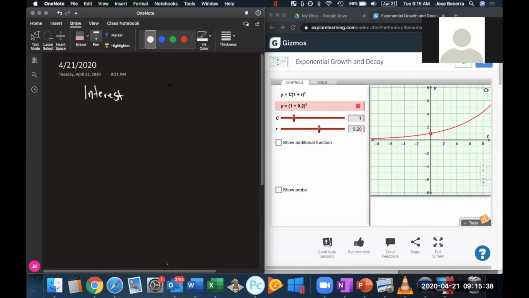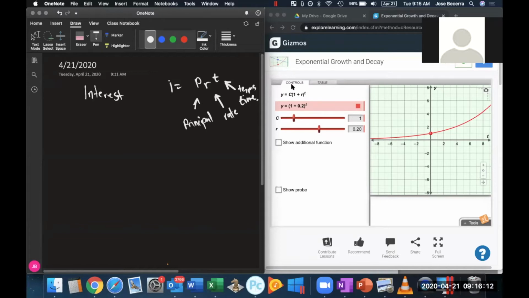And yes, Aoife, you were right. You said I equals PRT, which is basically what we have here. P stands for principal amount. R stands for your rate. And T stands for terms, or sometimes people say that it stands for time. Either one is fine, really. And then I is going to stand for interest.